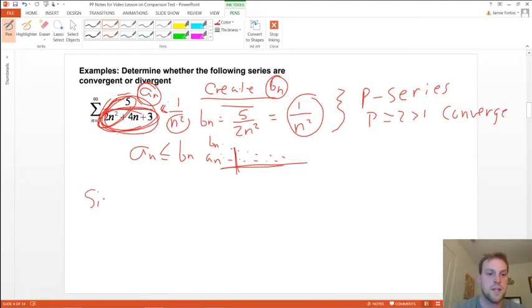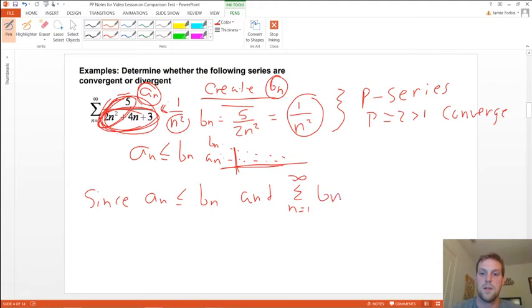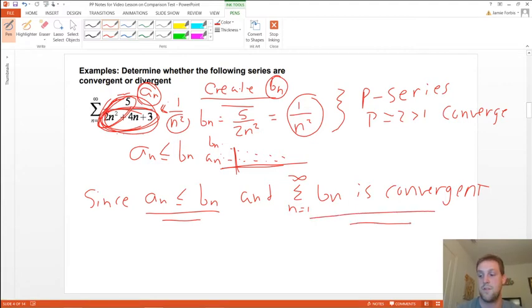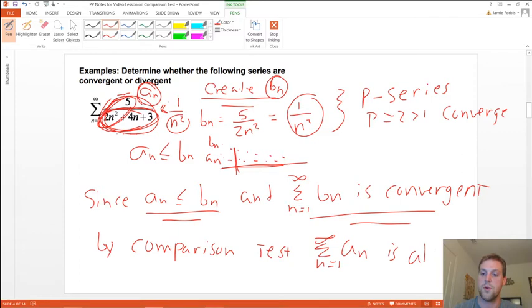So I'm going to say, since a sub n is less than or equal to b sub n, and the summation from n equals 1 to infinity of b sub n is convergent. So remember, that's my p-series. That's the criteria I need to use the comparison test. I know that this is true and this is true. And if that's true, then by comparison test, the summation from n equals 1 to infinity of a sub n is also convergent.